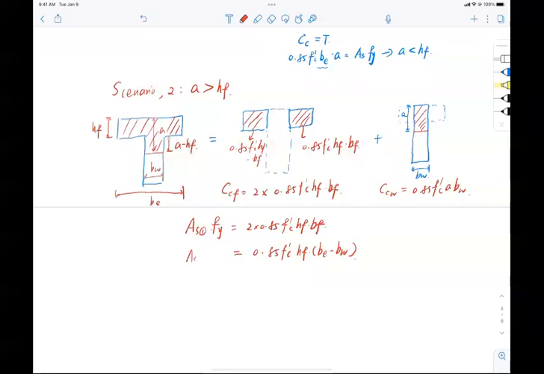So this is what the first part is. You can say that AS1 equals 0.85 f'c (b_e − b_w) h_f divided by Fy. Sorry, we've got one more folk join us.